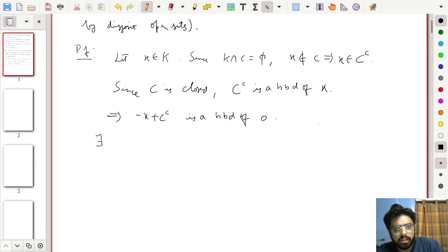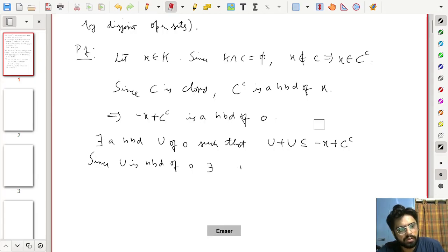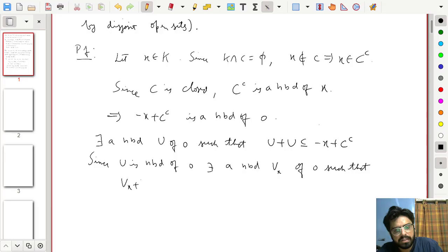Now, by the previous lemma, there exists a neighborhood U of 0 such that U plus U is contained in minus x plus C complement. Now again, since U is a neighborhood of 0, there exists a neighborhood V sub x of 0 such that V sub x plus V sub x is contained in U.